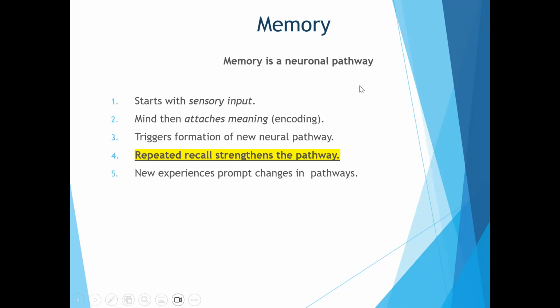Of course, it starts with an actual sensory input, whether that's touch, smell, vision, usually a lot of those combined. We then attach meaning to that. That happens in the hippocampus and amygdala, and it's known as encoding, when we're attaching meaning to our memories. We then form a new neural pathway associated with that memory. The more we think about that memory or recall that memory, the stronger that pathway becomes. And when we have a new experience, sometimes we can alter our old pathways, or again, we may form a new pathway.